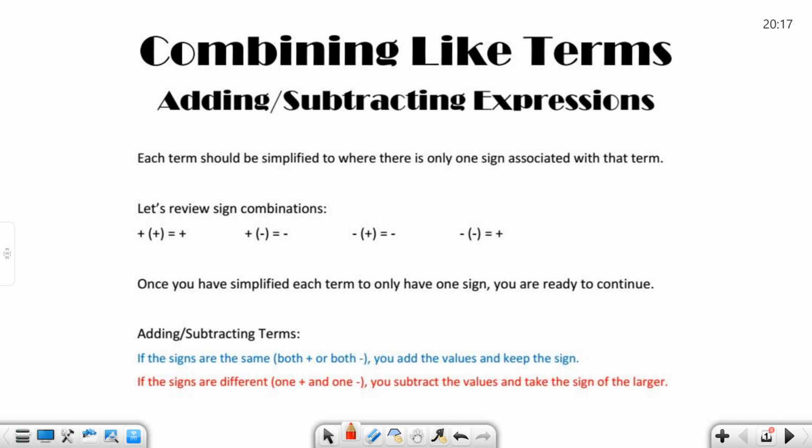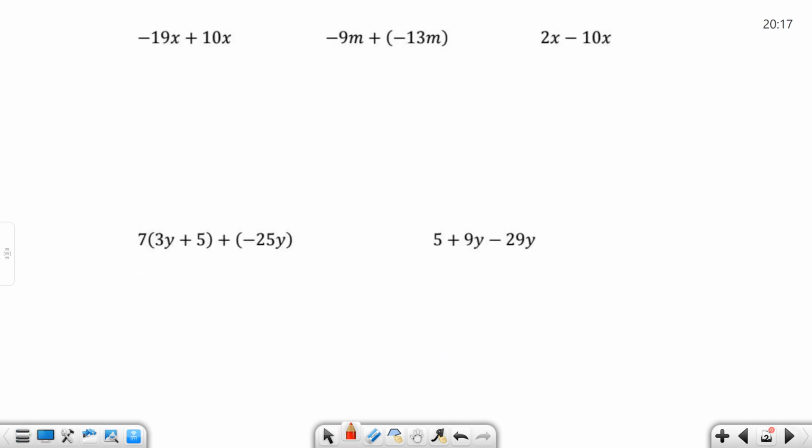When you add or subtract terms, if the signs are the same, they're both positive or both negative, you add them together, the values of them, and you keep that sign. If they're different, one is positive, one's negative, you subtract the values and keep the sign of the larger. You disregard the plus or minus part. So if you have negative 8 plus 5, 8 minus 5 is 3. The 8's bigger, keep it negative. That's what I mean by bigger number. You don't mean bigger value there.